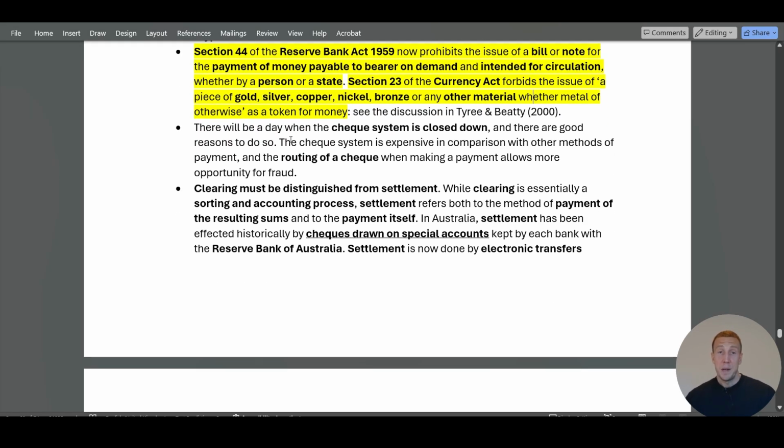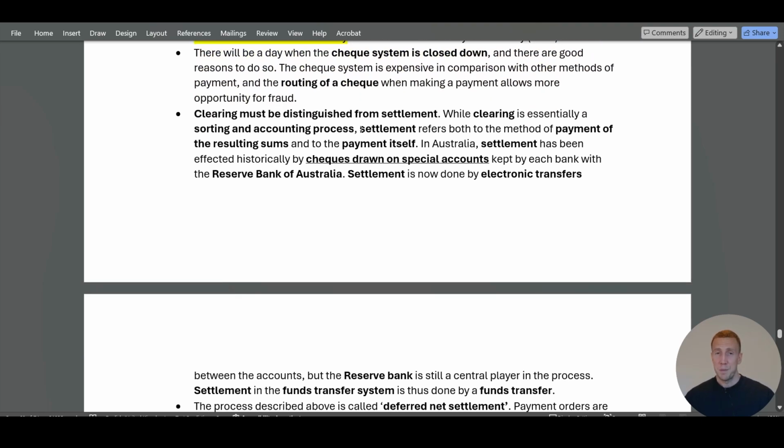So there will be a day when the cheque system is closed down, and there are good reasons to do so. The cheque system is expensive in comparison with other methods of payment, and the routing of a cheque when making a payment allows more opportunity for fraud. Clearing must be distinguished from settlement. Clearing is essentially a sorting and accounting process. Settlement refers both to the method of payment of the resulting sums and to the payment itself.